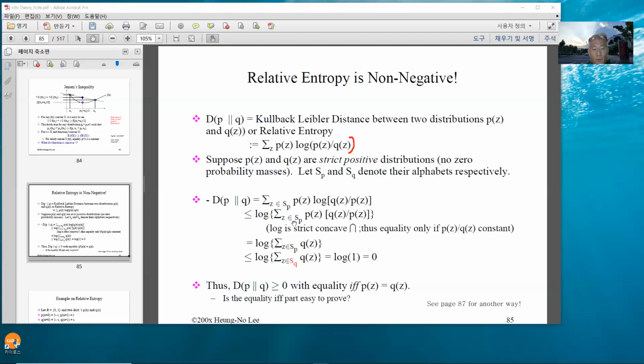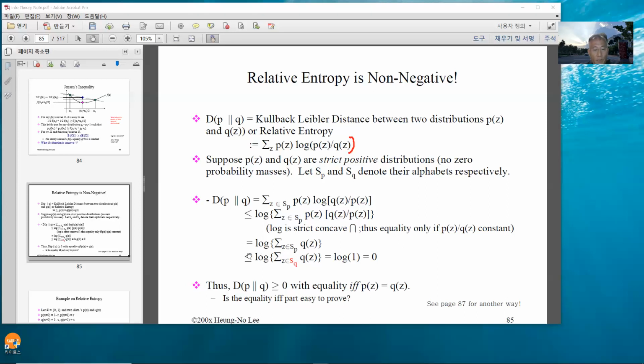And then we cancel P(Z) and P(Z) right here. So this is a summation of Q(Z) over the set S_P. So S_P is the alphabet of distribution P(Z). Okay, so this may not be equal to 1, right? Because this is only over S_P.